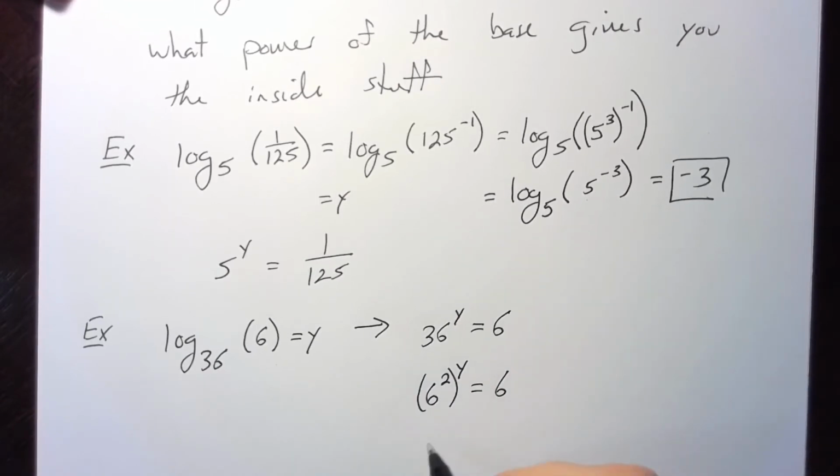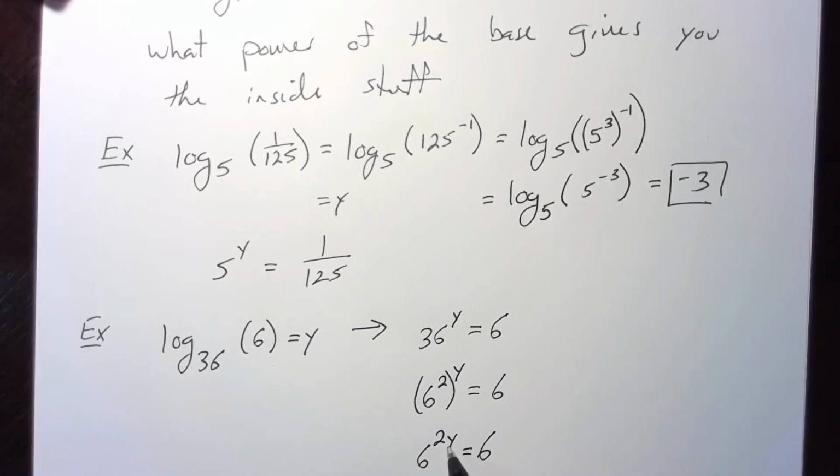If I manipulate this a little bit further, I know that the 6 to the power of 2 times y, because power to a power, I can multiply those powers. And then I have 6 to the power of 2y equals to 6. This is technically 6 to the 1.